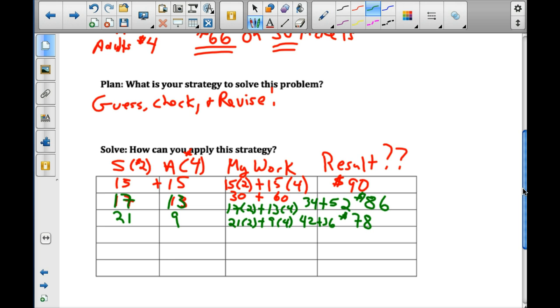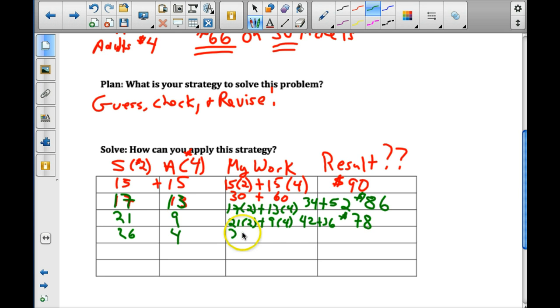Adjust, revise. Zuli, what do you want to try? 26 and 4. That's a significant change. Look at that. Okay, those four poor adults got to watch those 26 kids.